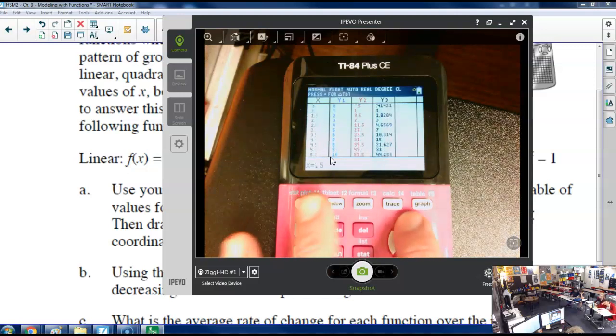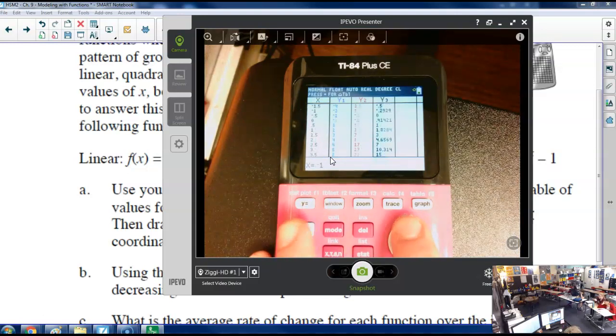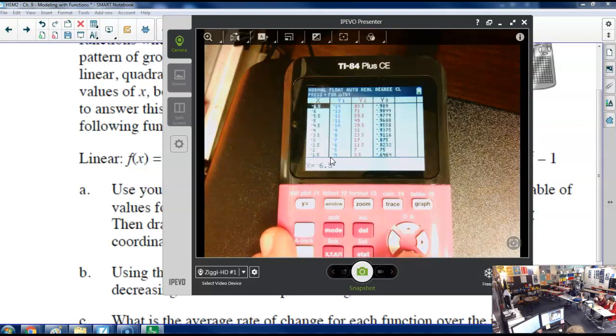Notice that's even true even though we started negative. If we look at the negative values, I can keep going negative. My table will continue to let me go negative. Wow. Now, wait a minute.